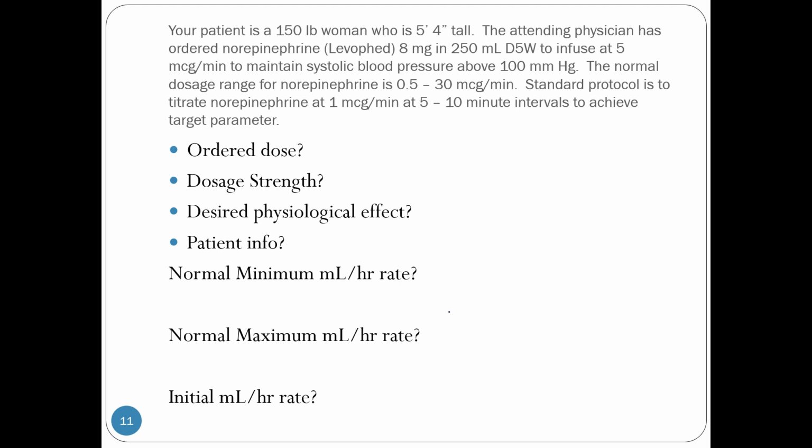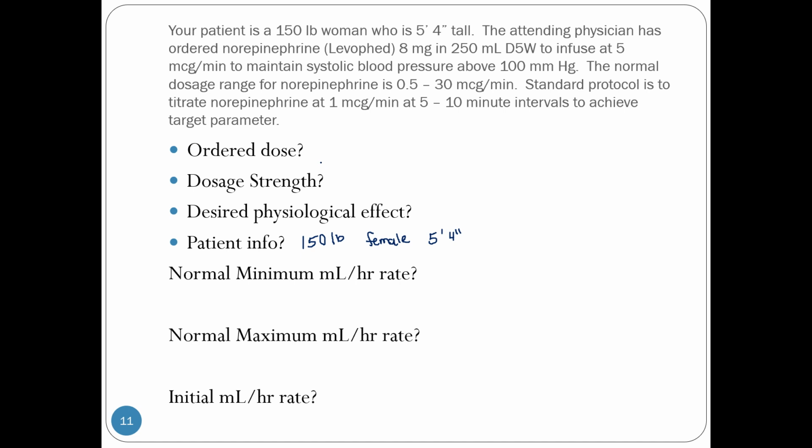So your patient is a 150-pound woman who is 5'4". So I'm going to put all of that information under patient info. So 150 pounds, female, 5'4".